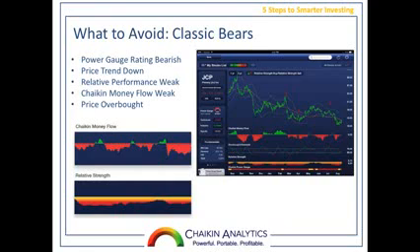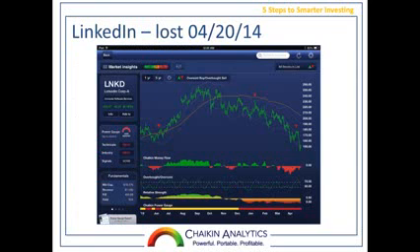So when all 3 of those factors are in place, bearish power gauge rating, stock underperforming the market, institutions selling, so Chaikin money flow is red, not green, look for sell signals. In this case, a relative strength sell signal would have been an excellent time to exit the stock, or if you're a trader, buy put options on J.C. Penney. So that's our classic bear.